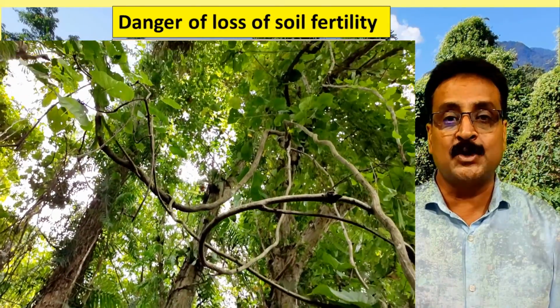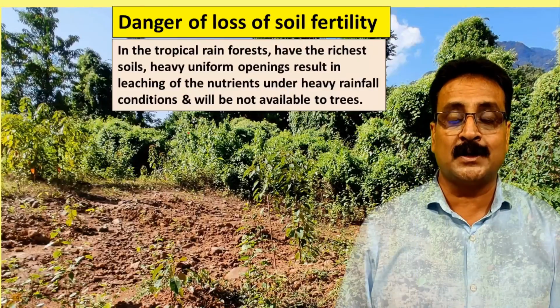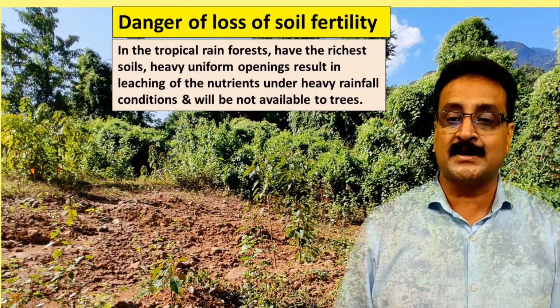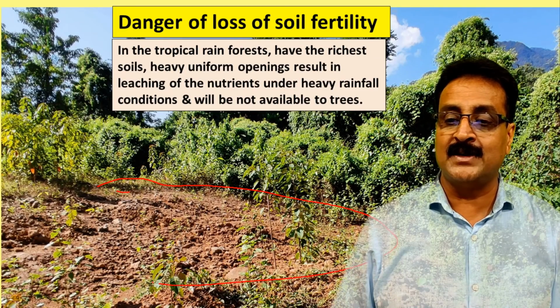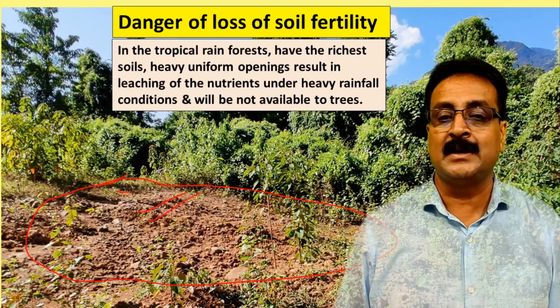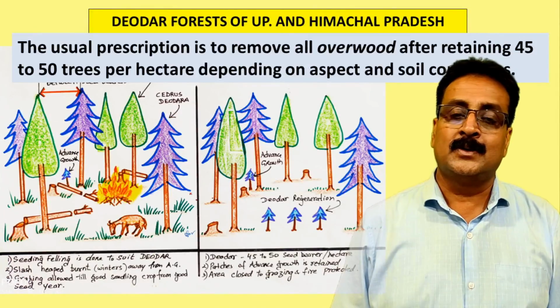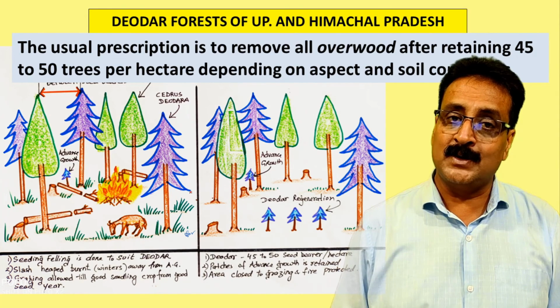So we will fell in such a way that the soil is protected under the canopy cover and the nutrients don't leach down. So we can see this is one of the conditions where we have done felling and then all the nutrients have been washed away or leached away. So that is what. There is an example of the Indian Irregular Shelterwood System.